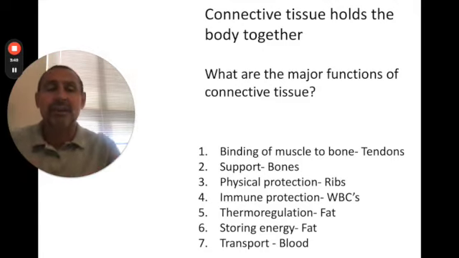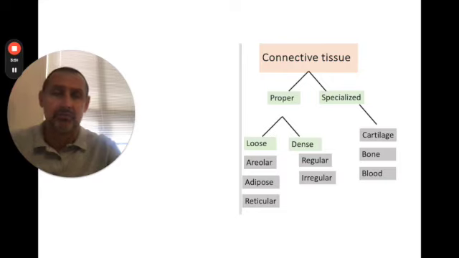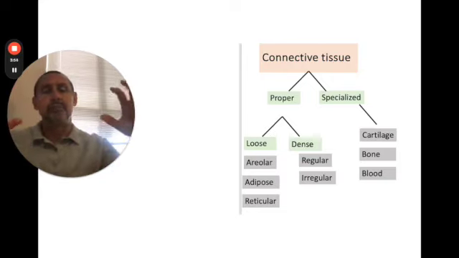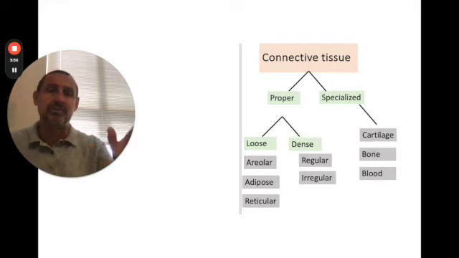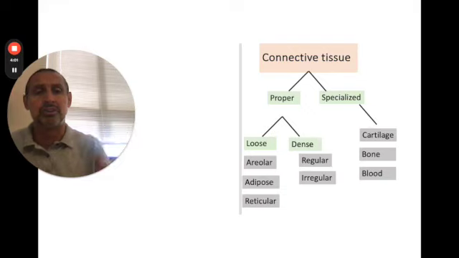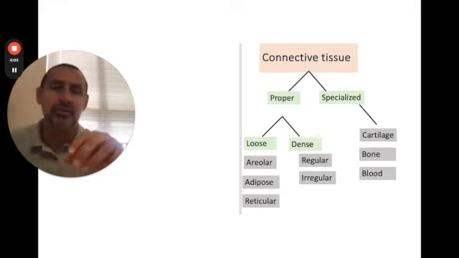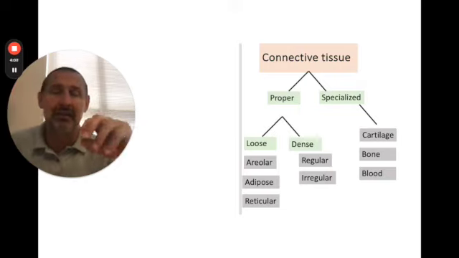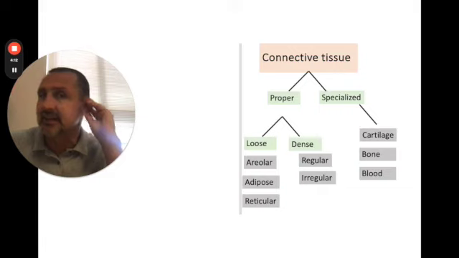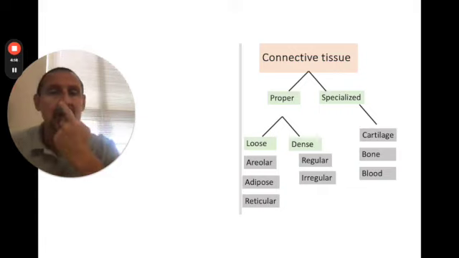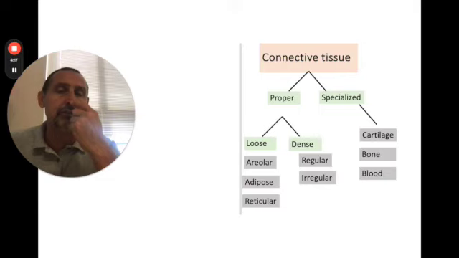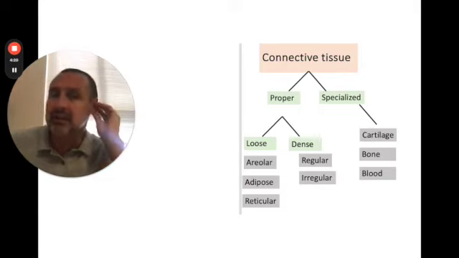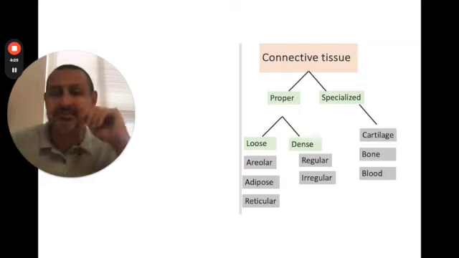Now let's look at the major categories for connective tissue. So connective tissue can be divided into two major categories, proper or specialized. Specialized connective tissue is subdivided into things like cartilage, bone, and blood. Now, the good news is that blood is basically liquid, bone is basically solid, and cartilage, like the stuff that makes up your ear or the end of your nose, is a little bit of a mix. All right, so it's solid, but not as solid as bone. It's liquidy, but not as liquid as blood.